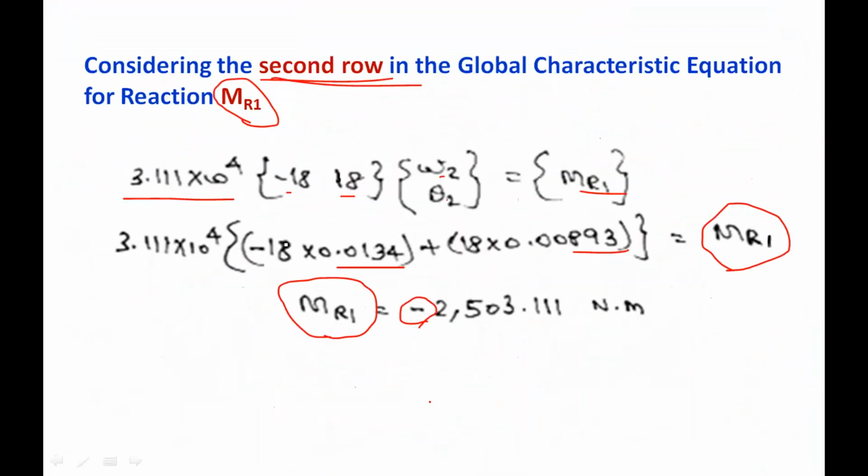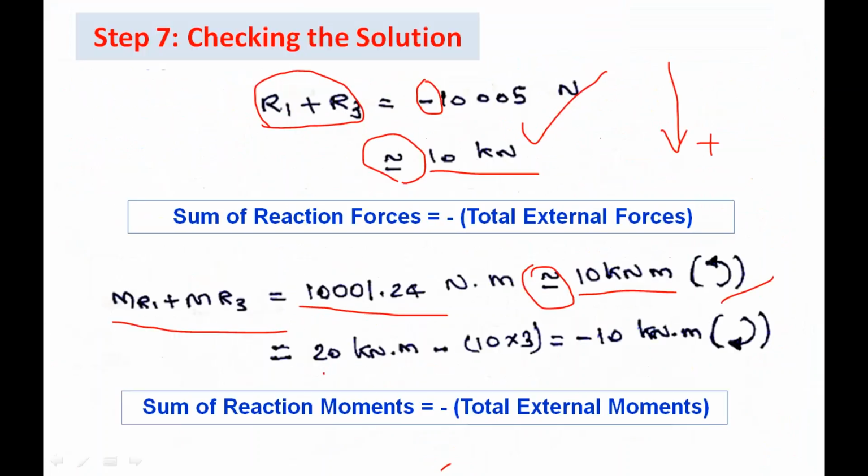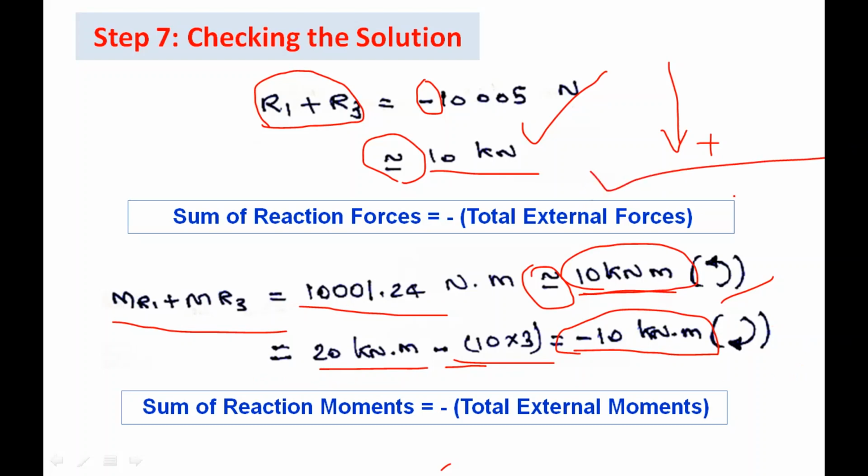That is what is calculated here. Minus 10 into 3, right, clockwise moment. This is the positive moment acting. We are getting minus 10 kilonewton meter as the external moment. Then the reaction moment is the opposite to that one, 10 kilonewton meter, which is equal and opposite. So in this way we can verify the values calculated by the finite element method.